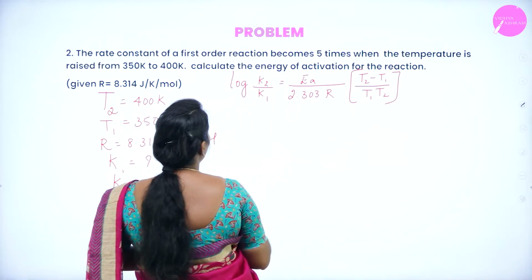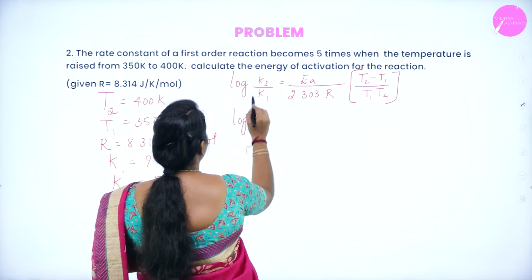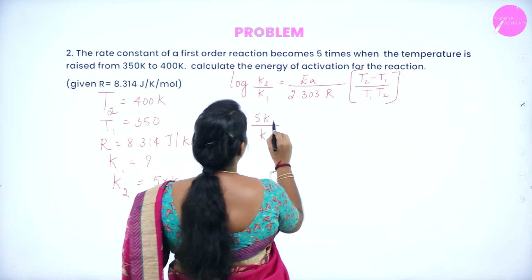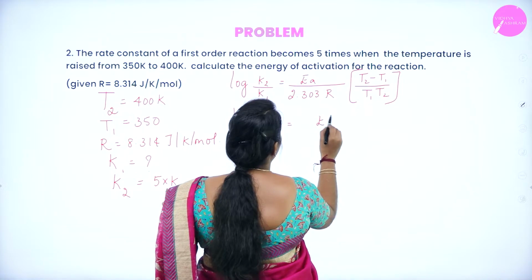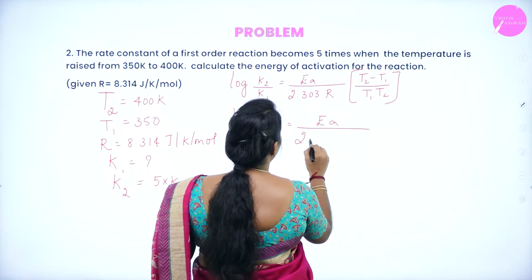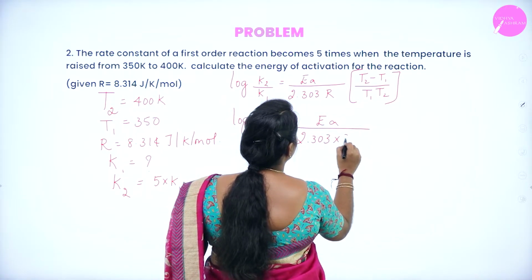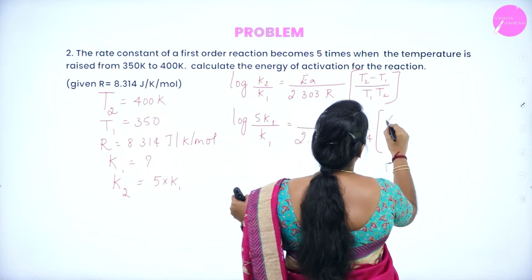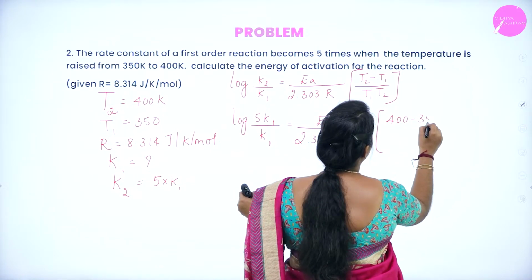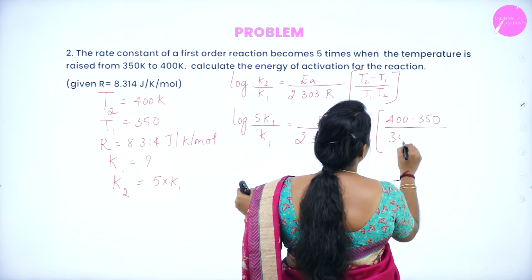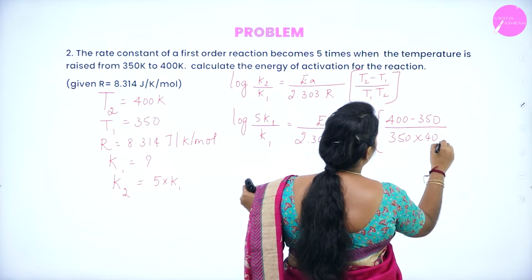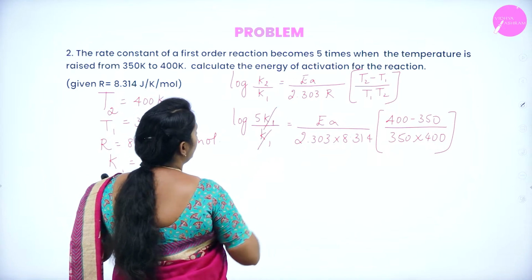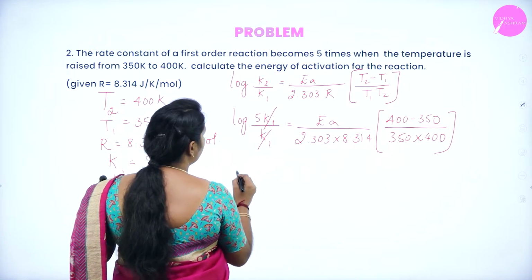Is it right? Now we know that log of 5 into K1 divided by K1 is equal to EA divided by 2.303 into 8.314 into, what is the T2 now? 400 minus 350 divided by 350 into 400. Now, the K1 and K1 will get cancelled. Log 5 I have to find out.